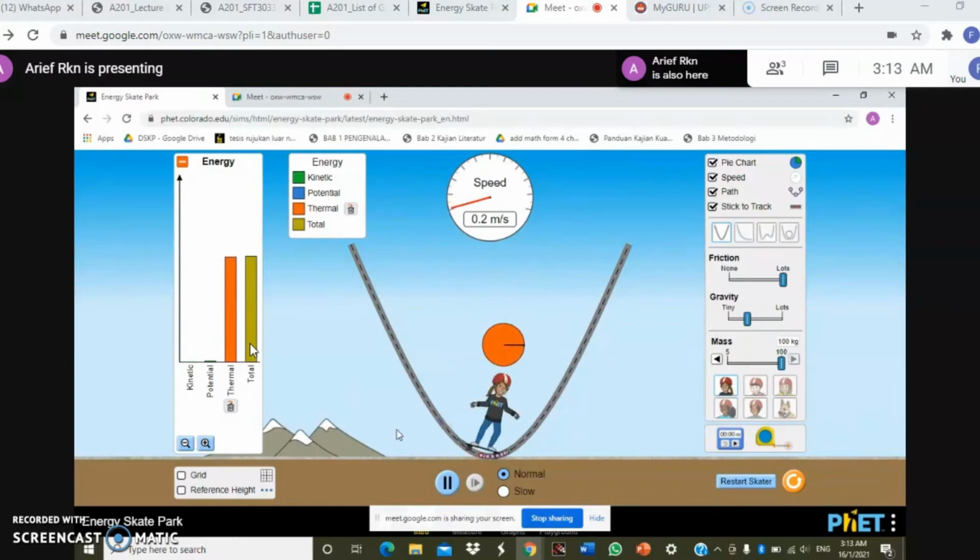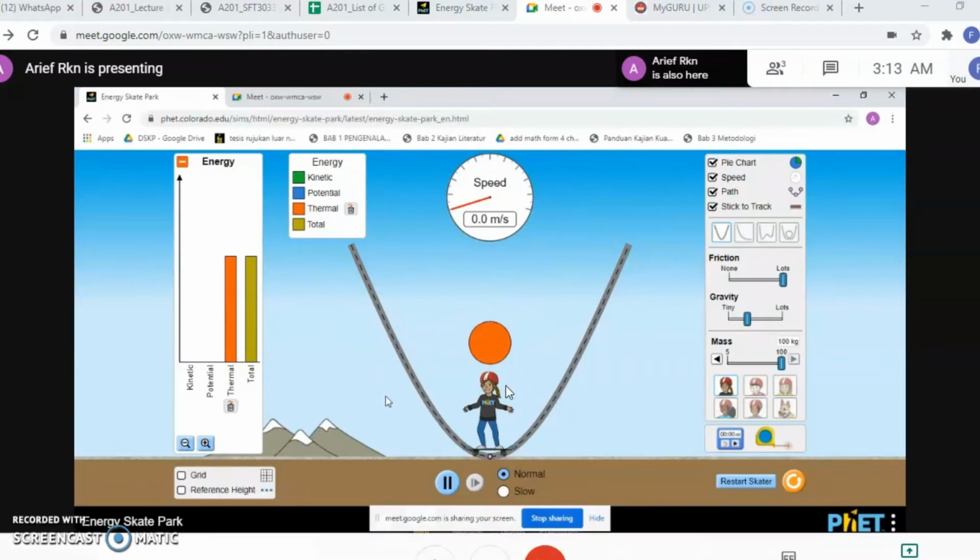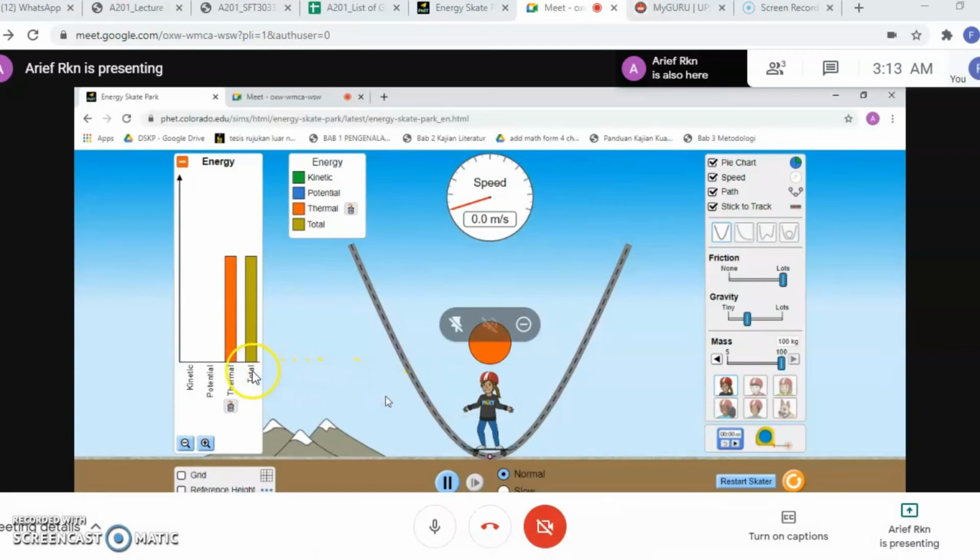Okay, from what I get from this, the more the friction, the less time taken for the skater to stop. But the kinetic and potential energy before the skater goes down will be the sum of the 3 energies, that is kinetic, potential and thermal. Now we can see the skater has already stopped, and the thermal is equal to the total mechanical energy. So we know that kinetic plus potential plus thermal is equal to mechanical energy.